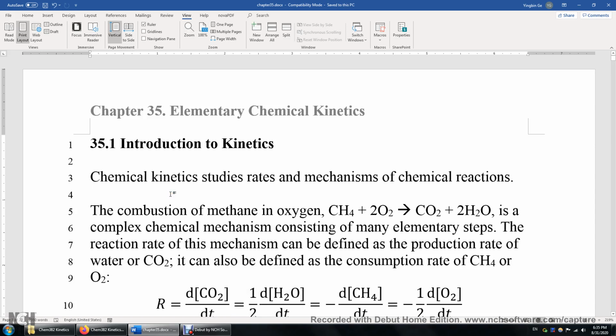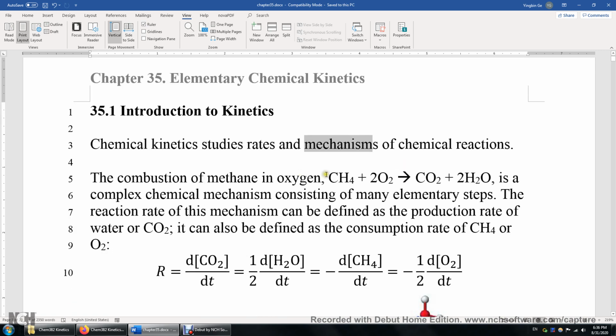This is Physical Chemistry, Part 2, Chemical Kinetics, Chapter 35, Elementary Chemical Kinetics, Section 35.1, Introduction to Kinetics. Chemical kinetics studies the rates and mechanisms of chemical reactions. The reaction rate tells us how fast the reaction proceeds. The mechanism tells us what elementary reactions are involved.